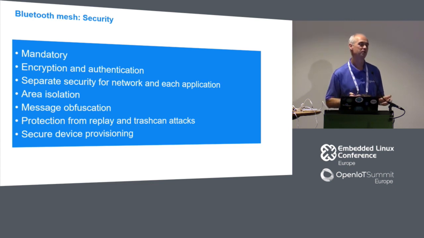All messages are also subject to an obfuscation process, so that stuff like network pattern analysis can't easily reveal patterns and figure out movements of people and things like that. It's like a privacy protection. And some of the more obvious attacks, like replay attacks that still seem to be used to steal cars, from what I'm reading, are protected against through very long sequence numbers, and trash can attacks, where you reverse engineer and extract keys from discarded devices.